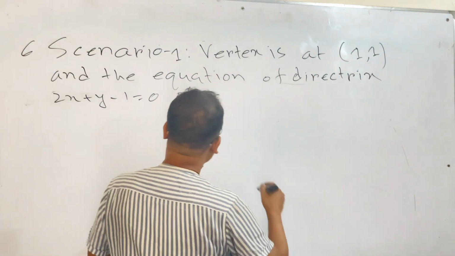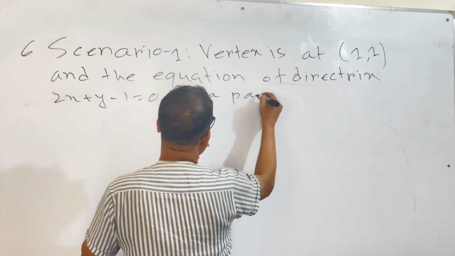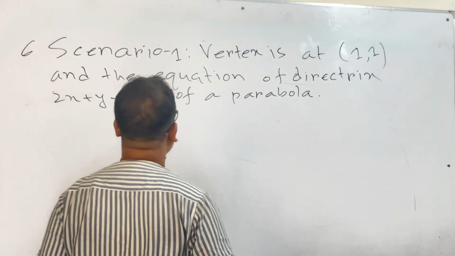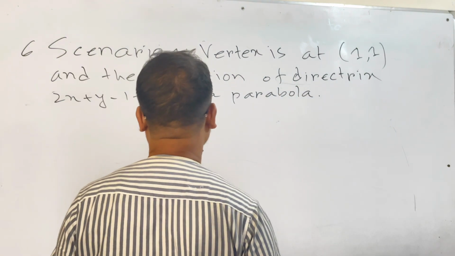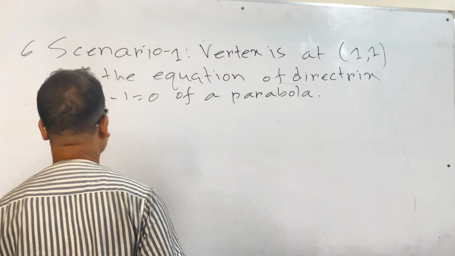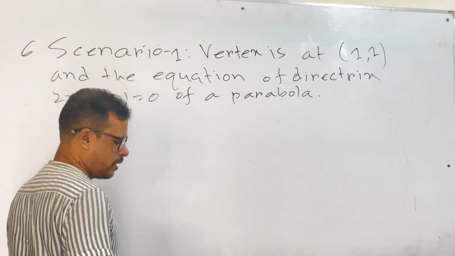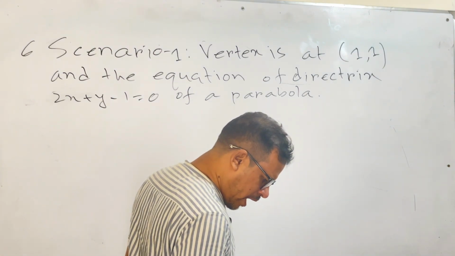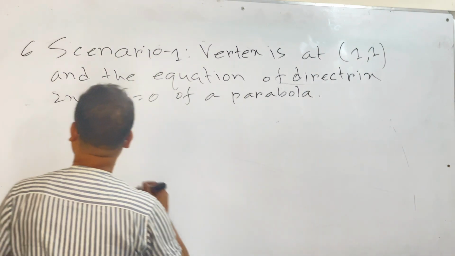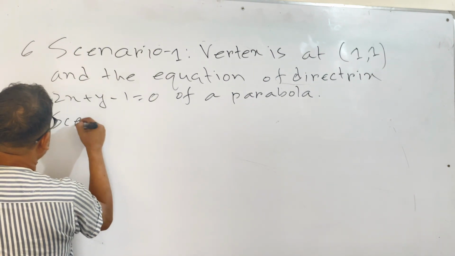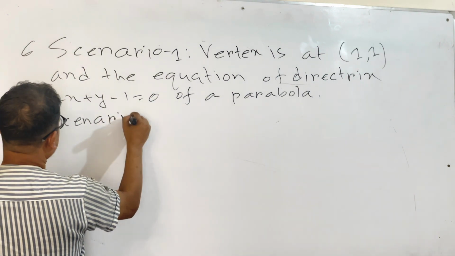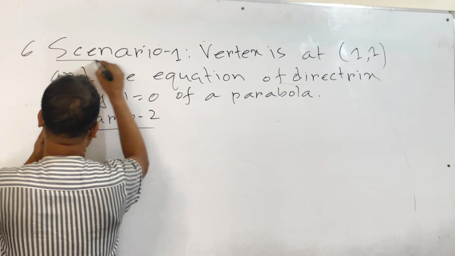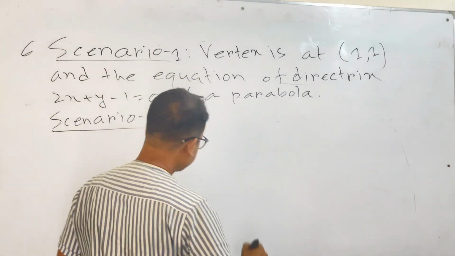Okay. Scenario 1: vertex is at (1, 1) and the equation of the directrix 2x plus y minus 1 equal to 0, of a parabola. Okay, parabola. Scenario 2. What is scenario 2? We have to draw a picture actually. What's the picture?